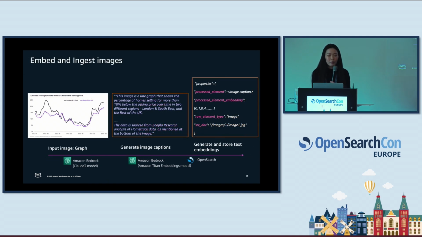Once we have the image caption generated, we can use Titan embedding models. How we invoke them is similar: we use ML integration. So in the first one, we have a Claude 3 model in an ML inference processor that will generate the image caption. And then we use another ML inference processor for the Titan text embedding model to generate embeddings for you. Now, in this ingest pipeline, you have extracted components. You also have your text embedding fields. Then you can store them into your index.